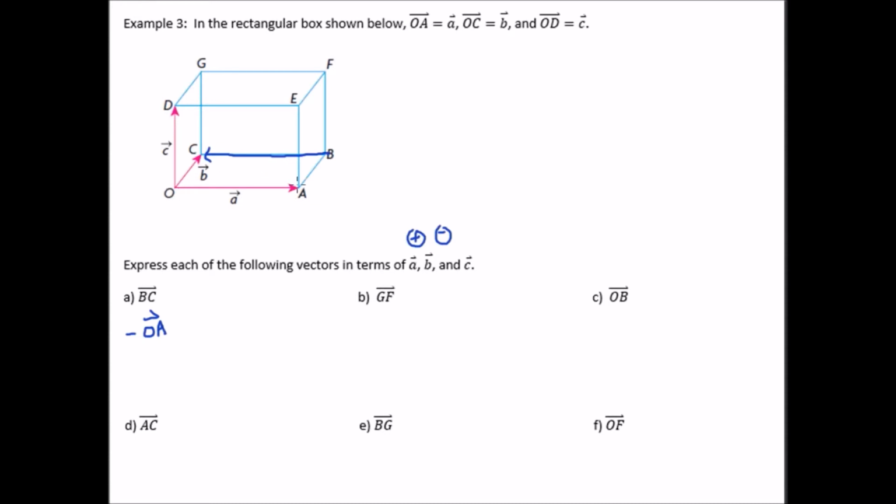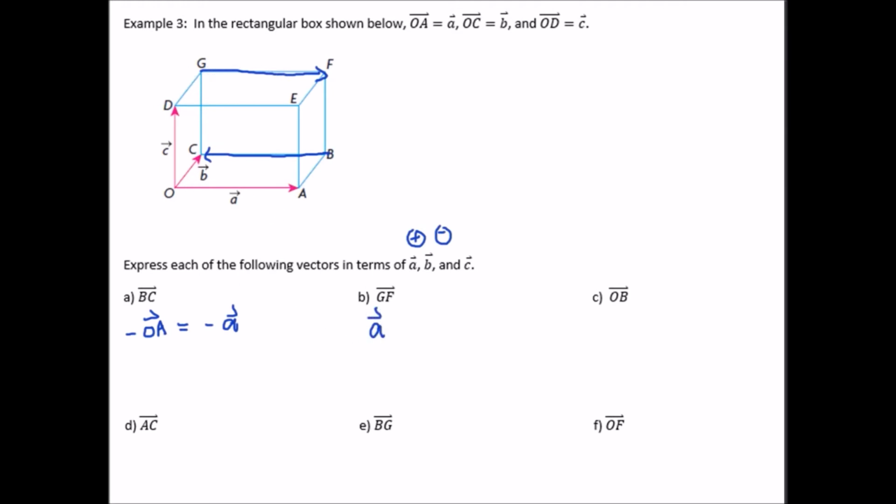So OA goes here. The opposite would be negative OA, which would be AO. Same thing, GF. So let's go G to F. Sorry, I want to revisit that. Let's call that negative vector A. My mistake. GF is just the same as vector A.